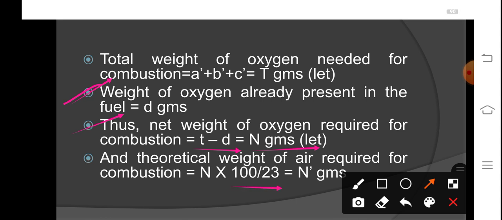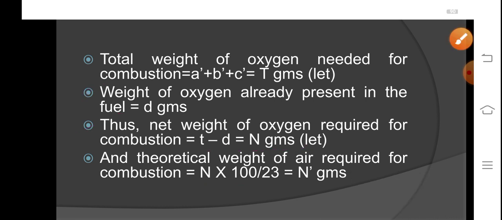So we are going to use this multiplication factor, that is 100 upon 23. We will multiply this 100 upon 23 into the net calculated weight of oxygen. Let the answer be N dash grams. So this is how we calculate the weight of oxygen required.